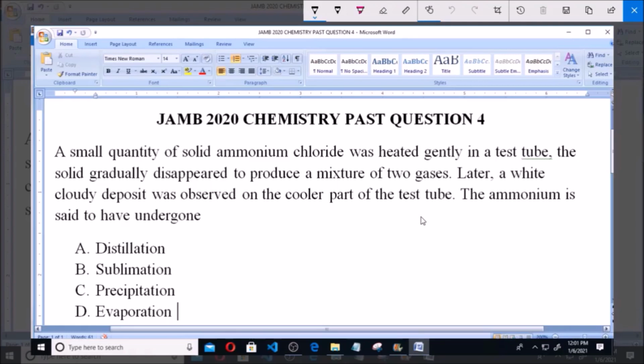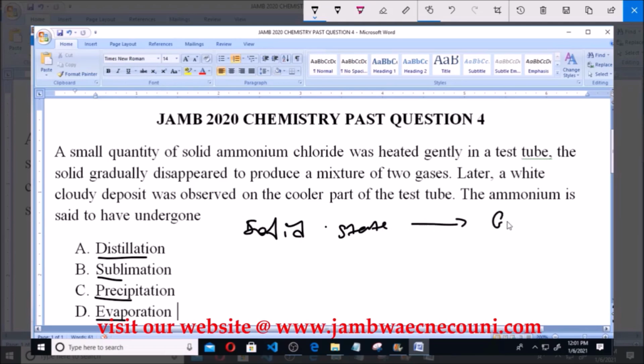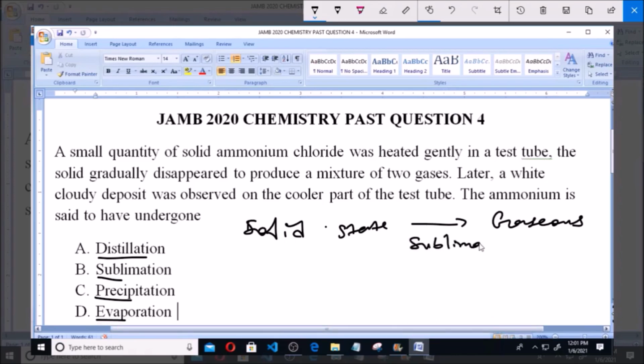The ammonium chloride is said to have undergone A. Distillation, B. Sublimation, C. Precipitation, and D. Evaporation. Now, looking from this statement, you will observe that the ammonium chloride, when heat was applied, changes directly from the solid state into the gaseous state without passing through the liquid state, and this process is known as sublimation.